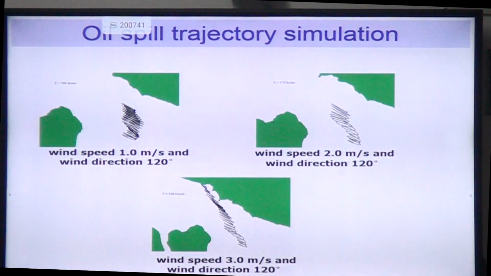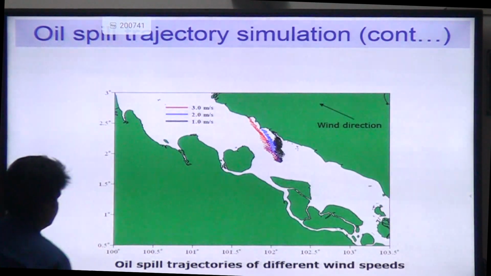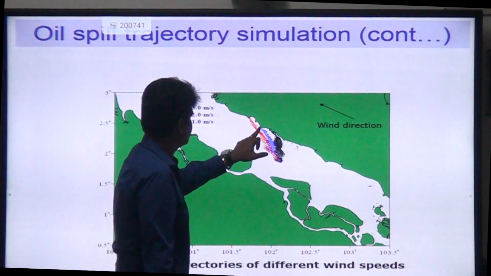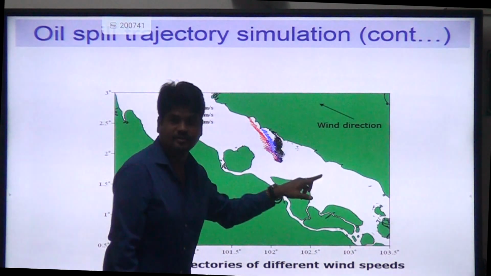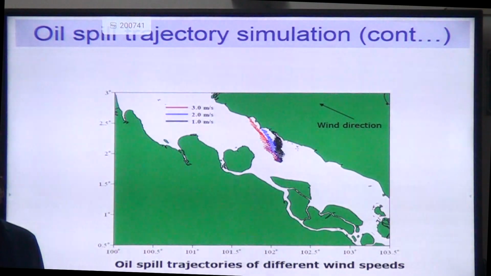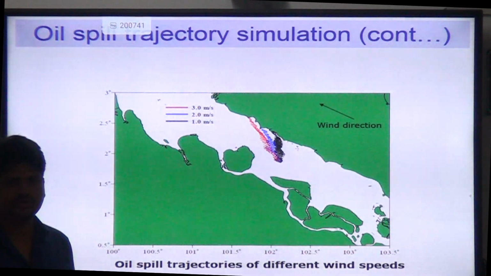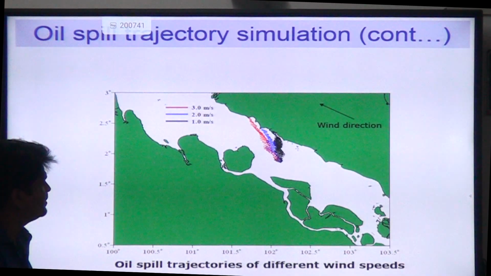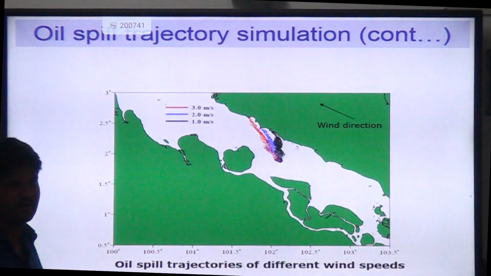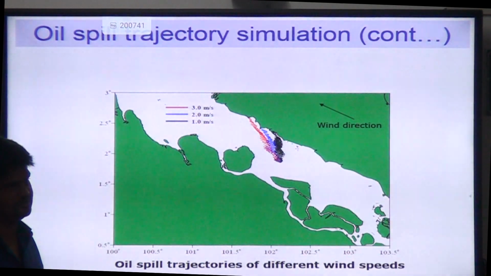Now, if I want to plot them, you can see the difference. All spill trajectories of different wind speeds. You see, 3 meters per second goes and hits here, 2 meters hits here, 1 meter per second hits there. This is very important actually for emergency planning. If your model is showing that it is going to hit here, and in the actual case it goes and hits here, okay?